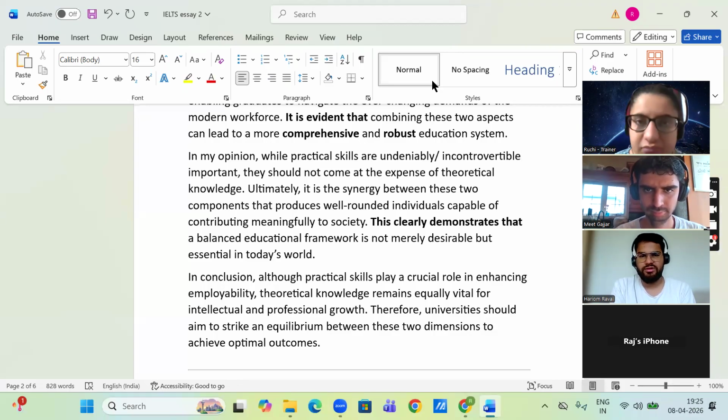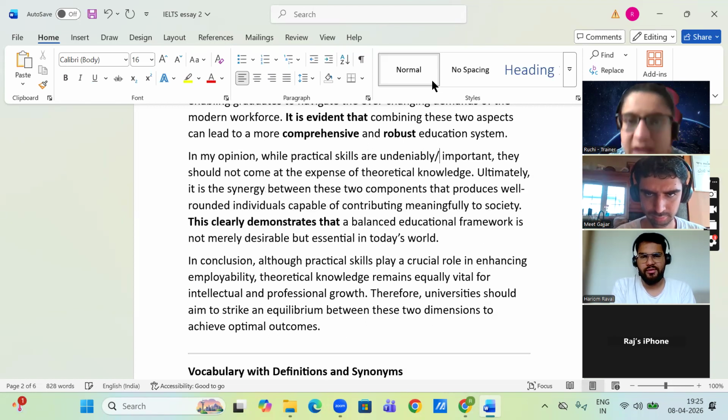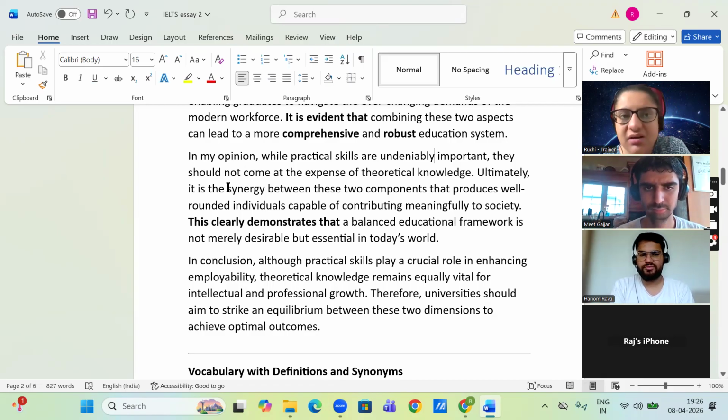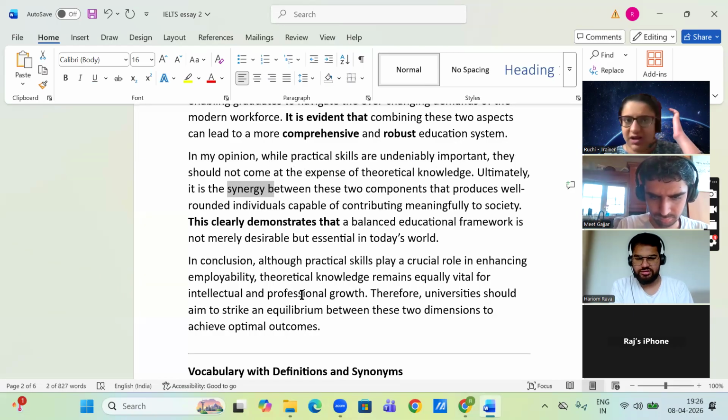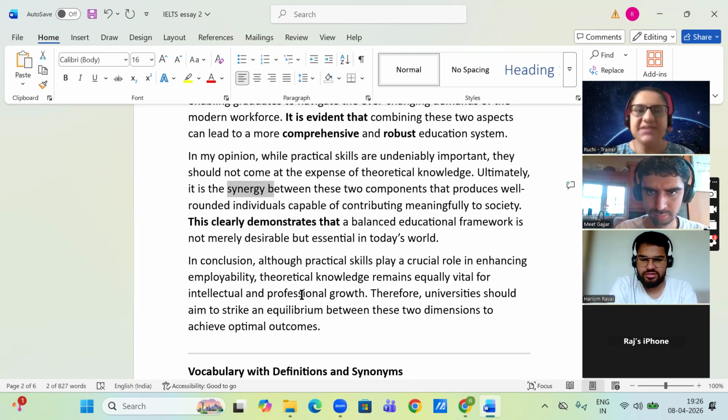So again, in my opinion, while practical skills are undeniably important, they should not come at the expense of theoretical knowledge. Ultimately, it is the synergy. Synergy, the combination of both things, the balance between the two. Mixing two things is called synergy. Definitely write this word down. Synergy, I'll get into that word a little bit more later on. Ultimately, it is the combination, it is the balance between both, okay.